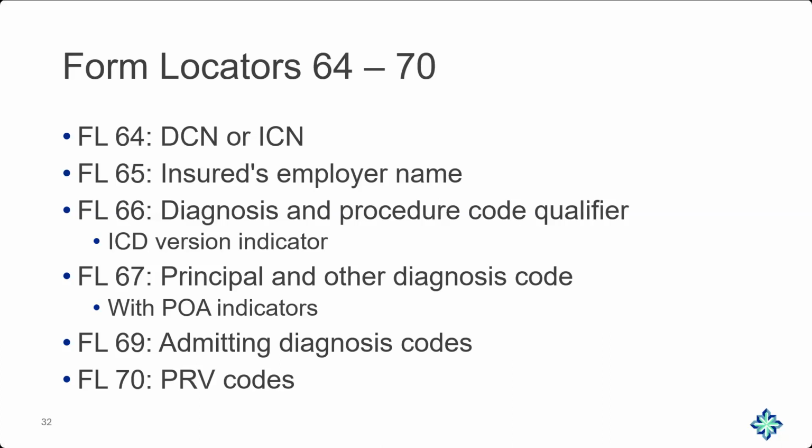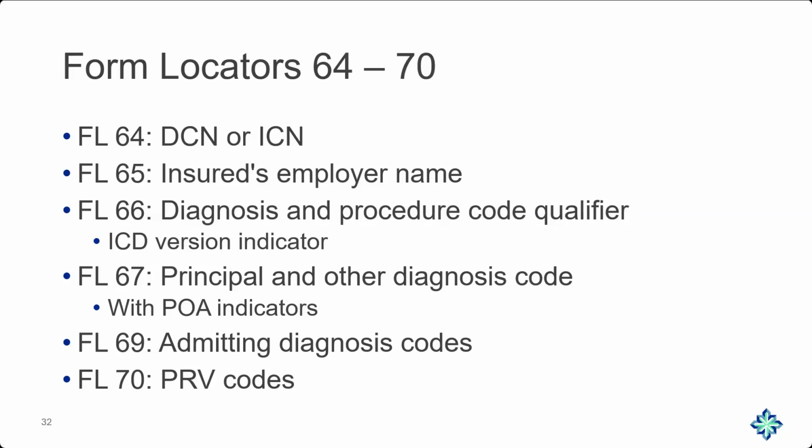Then we go into the next section on the form, which is for diagnosis codes. Form locator 66 is diagnosis code qualifier. So that indicates which version of ICD you're using. We should all be using ICD-10, but it still is required. Now, this is a field that might be one of the ones that your vendor is automatically filling for you on your claims, might not be one you even knew existed. Again, we're looking at the paper form because everything on that form translates to the electronic version.